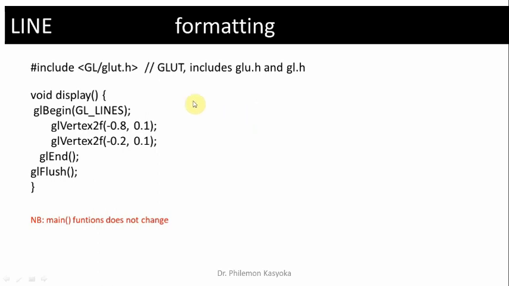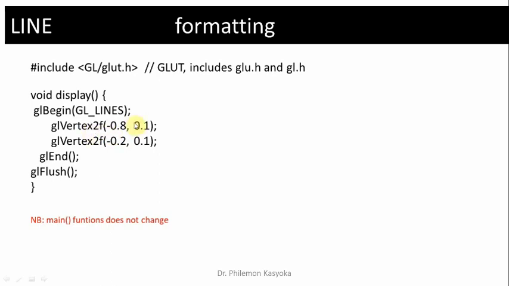When you're working with lines, we basically may want to format the line. And if we're going to format a line, we can change its width and much more. There's a lot we can do when it comes to formatting lines. So here the assumption is that the main function does not change, except maybe you changing the title of that particular window to GL lines, or formatting lines, or whatever works for you.